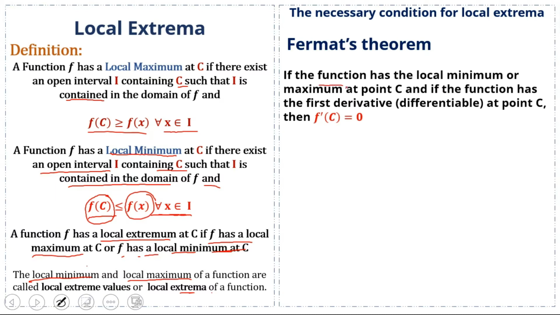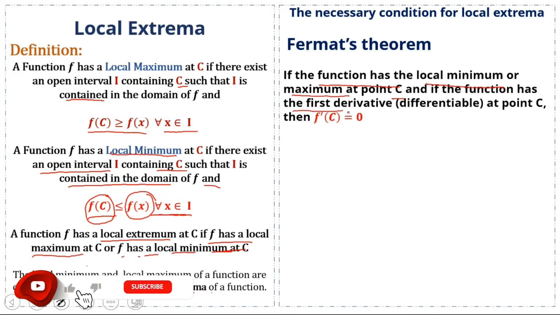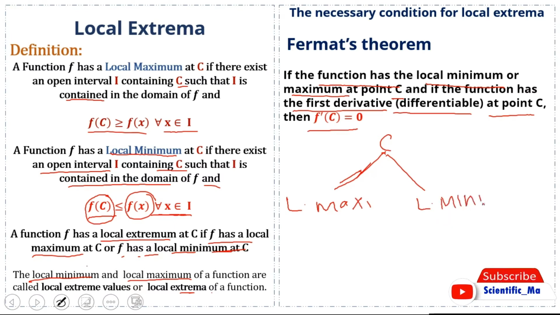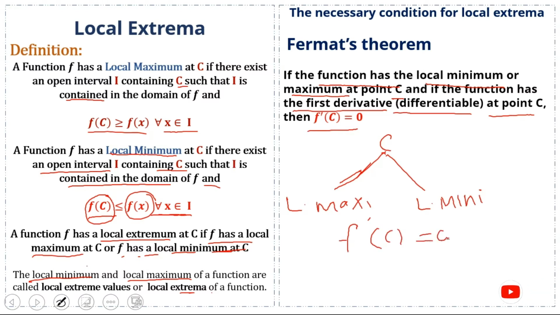If a function has a local minimum or local maximum at C, and if the function is differentiable at this point, then the derivative of the function at this point will be 0. This means if the function has a local maximum or local minimum at point C, then the derivative of the function at this point will be equal to 0.